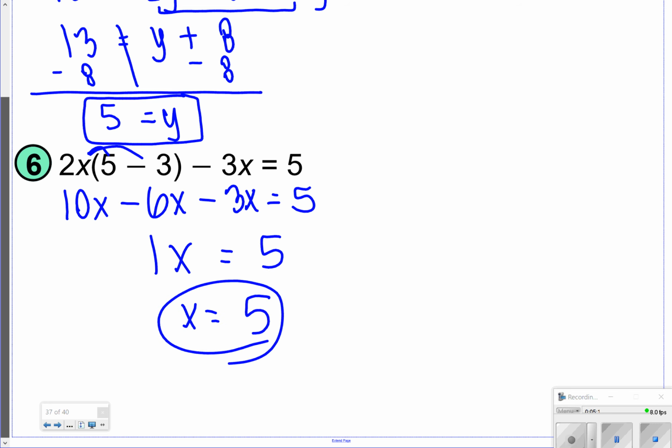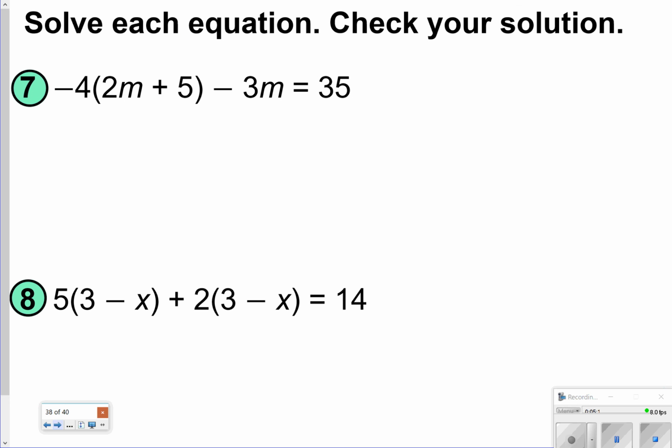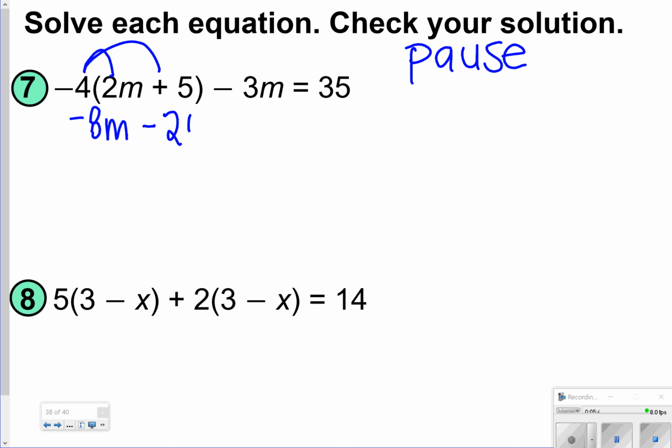All right. Your last two, again distributing. The question for number 8 has two distributing things that you're going to have to work through, so just make sure you take your time with 8. Again, let's pause here, try 7 and 8, and once you're done, click play so you can check your work. So for number 7, we're distributing a negative 4. So negative 4 times 2m is negative 8m. Negative 4 times 5 is negative 20.